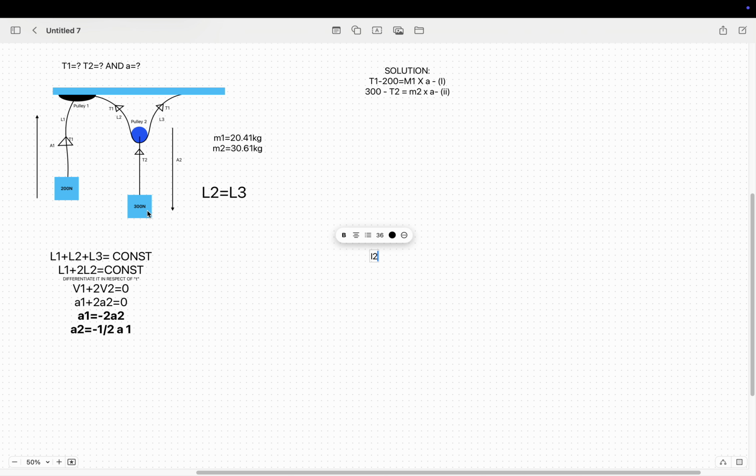So we can easily tell that T2 equals 2T1, right? This is important. These three things are the fundamentals.